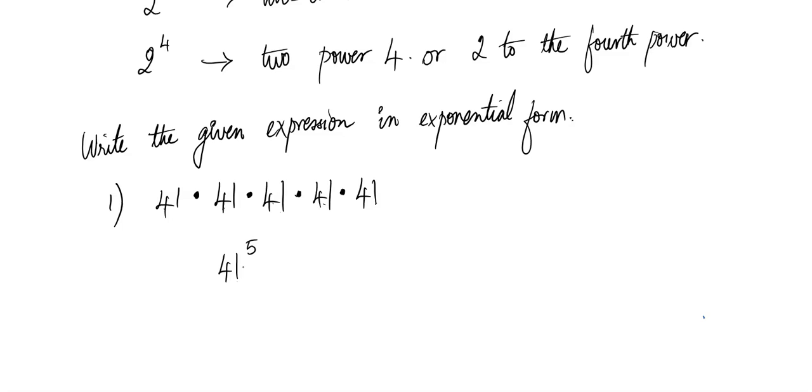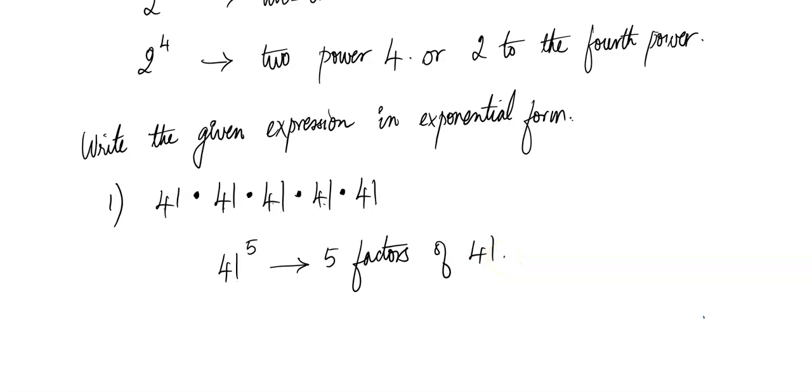Okay. So this is 41 with 5 factors, or I should say 5 factors of 41. That's not the ideal language, so let me write that here. 5 factors of 41. Okay.